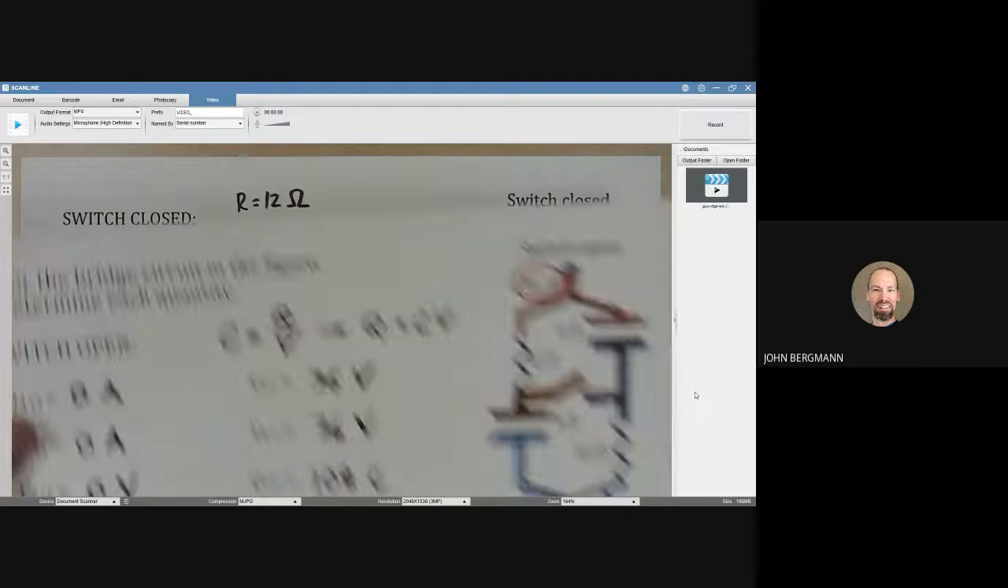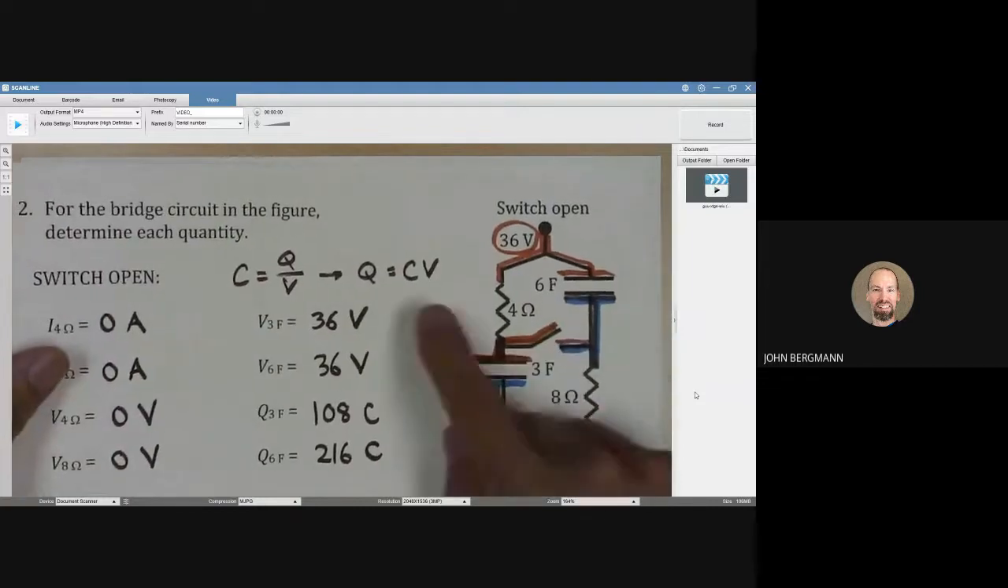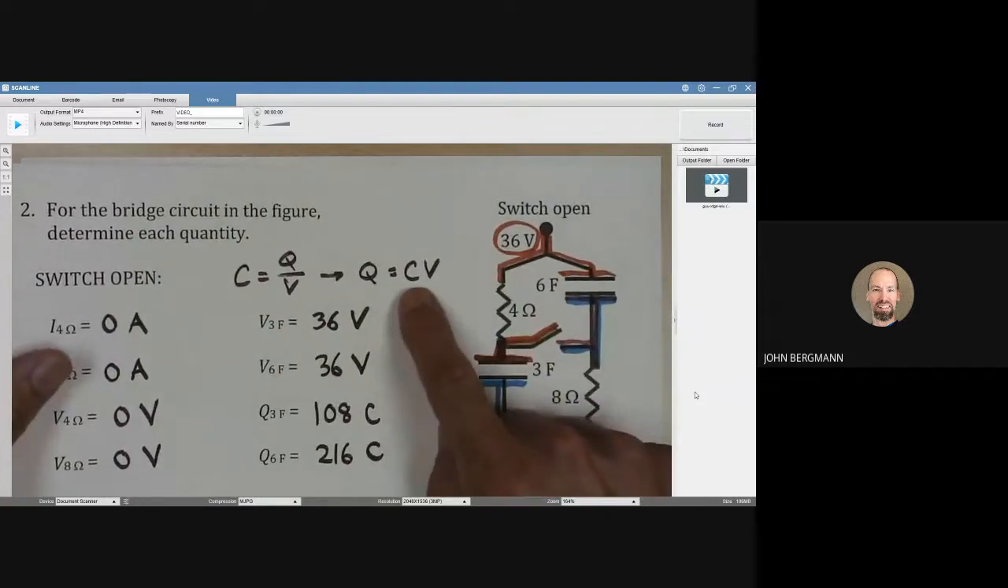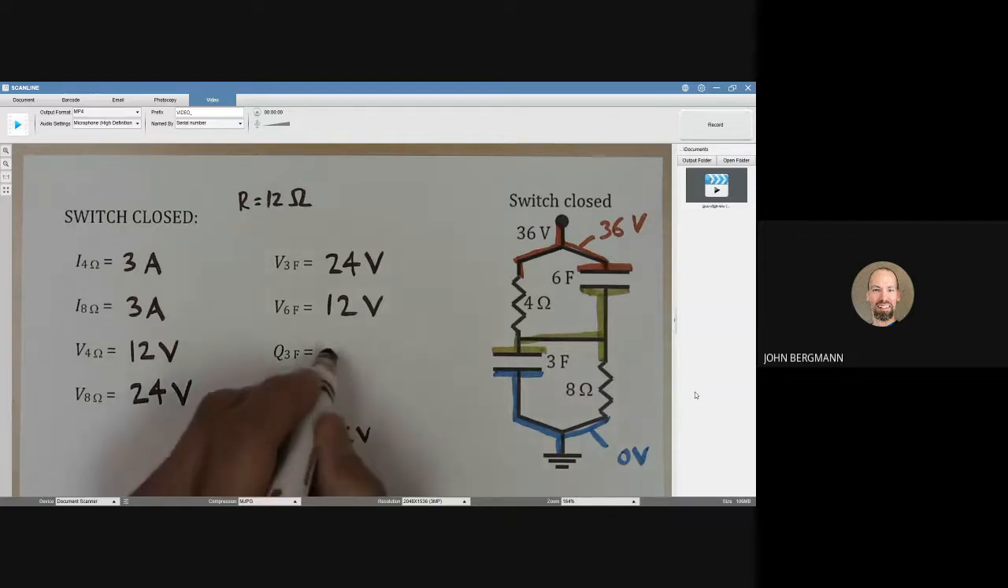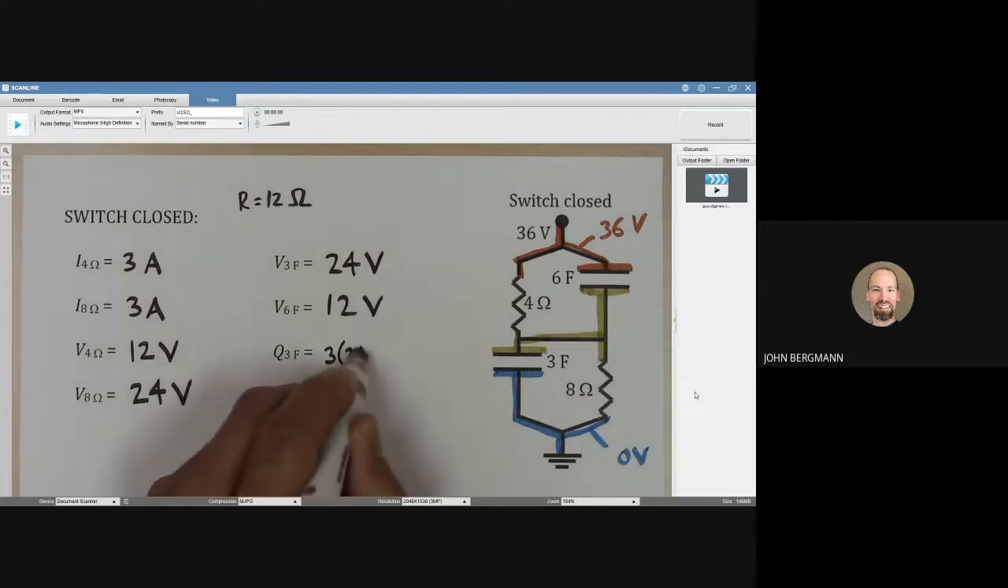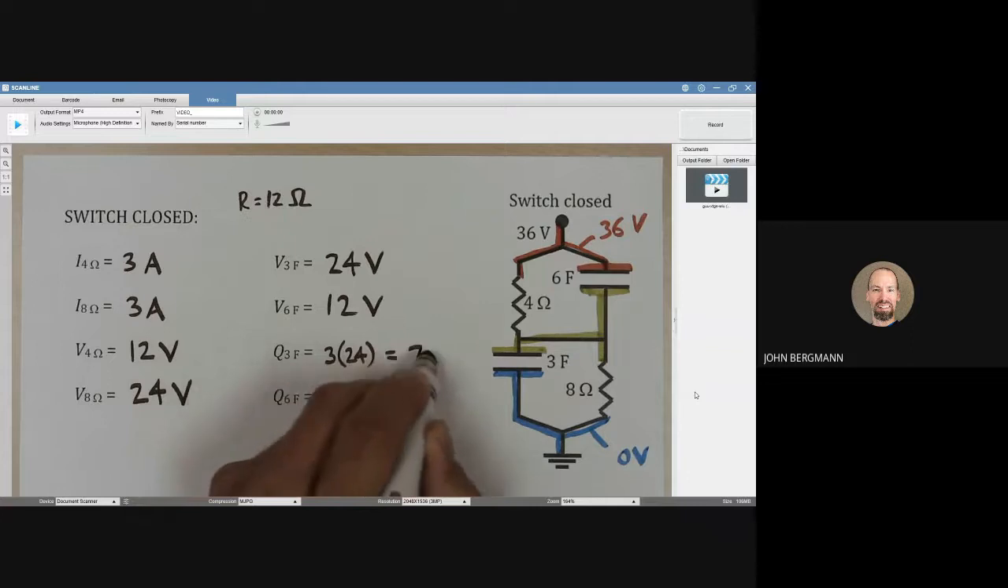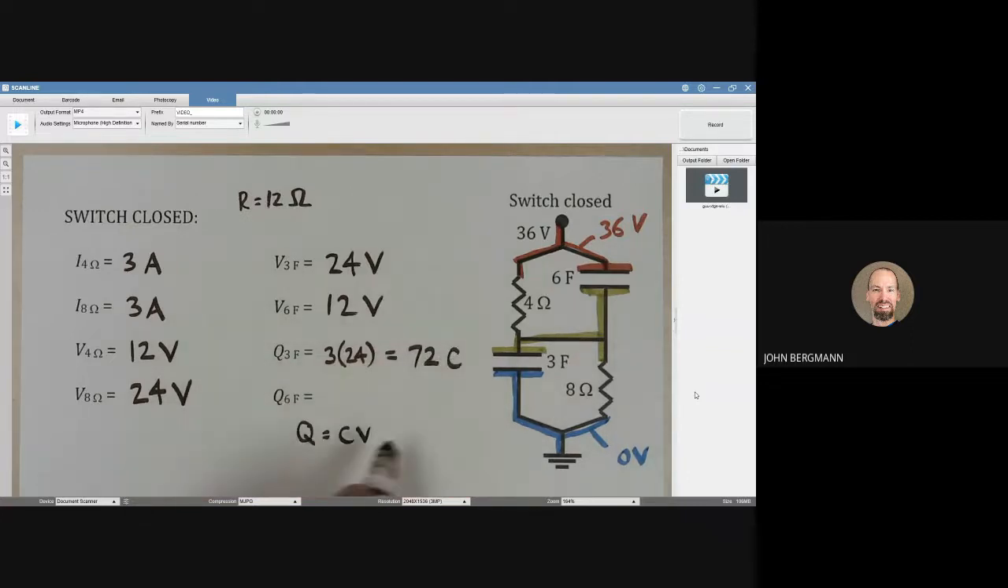And the charge stored on the plates, one more time, what was the equation for charge? See, the charge is the capacitance times the voltage. If I rewrite that here, the charge is the capacitance times the voltage. For the 3 farad capacitor, it's going to be 3 times 24, which is 72 coulombs. Quite a bit of charge, actually. Similarly, the charge here is going to be, capacitance is 6, voltage is 12, so that's going to be 72 coulombs.